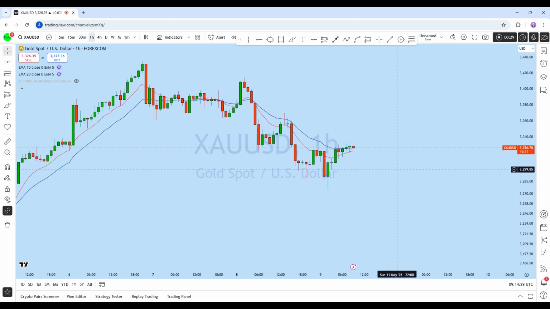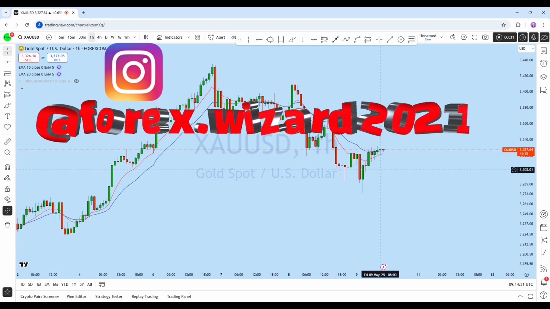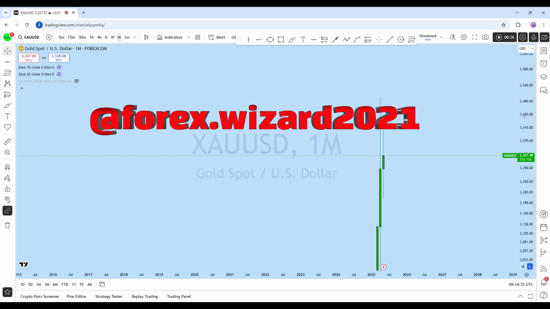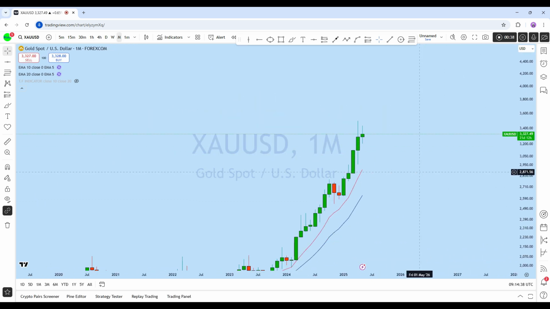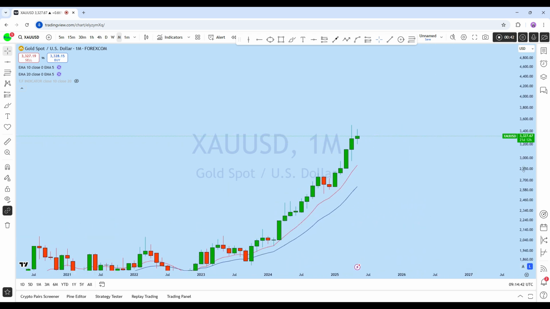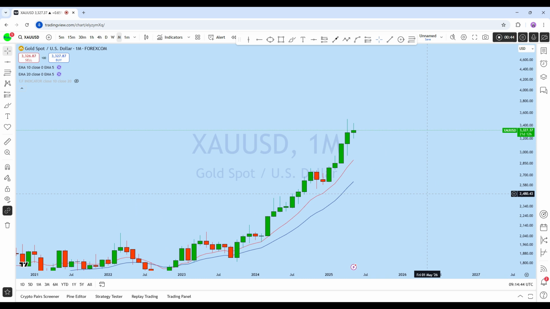Now, before we look at how we can find a trading opportunity in that zone, let's look at the bigger picture, looking at the monthly chart to see the overall direction in this market. Looking at the monthly on gold, we can see that gold is in a long-term bull market.